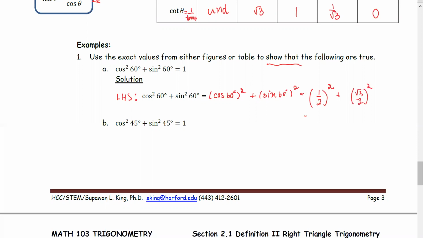squared. Simplify. The power 2 means multiply by itself. So we get 1 over 4 plus 3 over 4, which is 1, the same as the right-hand side. Check.